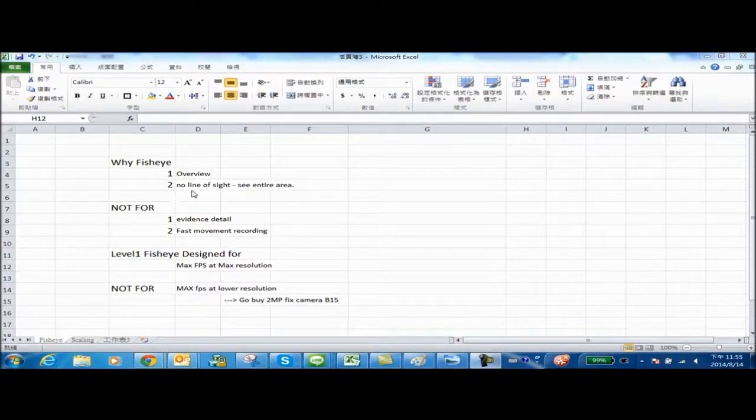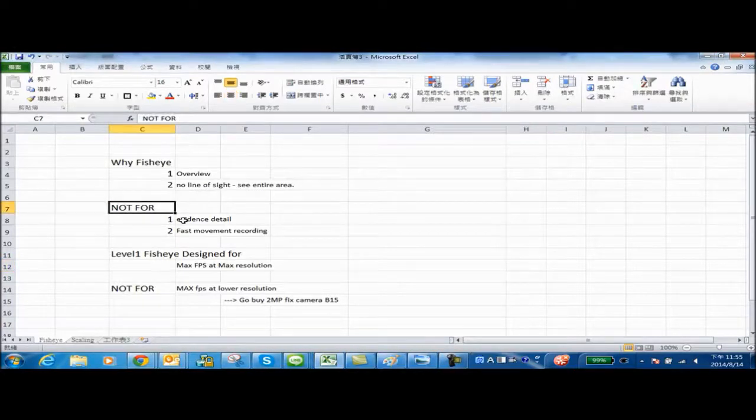It's designed to capture the entire room with no line of sight. It can see left to right or 360 degrees. Fisheye is not designed for evidence detail. It's not designed for fast movement recording. Fisheye is designed for overview. It's not designed to capture detail.